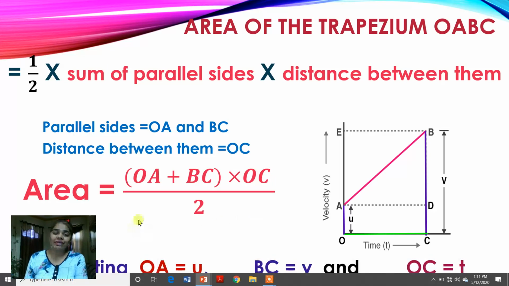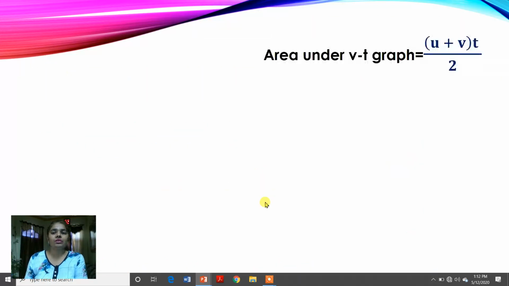Now, how to find the values of these? OA and BC are both along the y-axis, that is along the velocity axis, so their values will be the velocities only. OA is the initial velocity, so we will substitute OA as u. Then BC is the final velocity, we will substitute it as v. And OC is along time, so we will take it as t. By substituting these values of OA, BC and OC in this formula, we get area equals (v plus u) upon 2 multiplied by t.